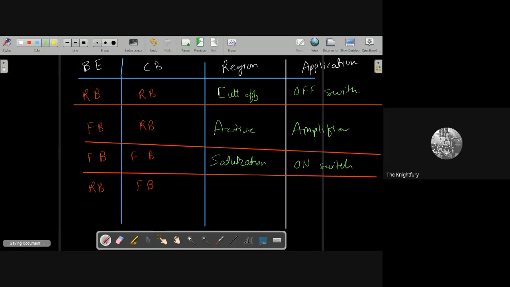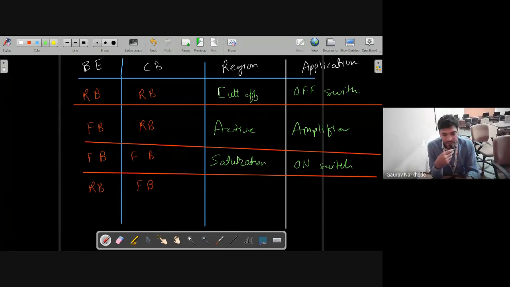No, sir. Okay, so this is your amplifier, and जो last application है: base emitter is in reverse and collector base is in forward, so इसको बोलते हैं आप reverse active, and no application is there for reverse active region.